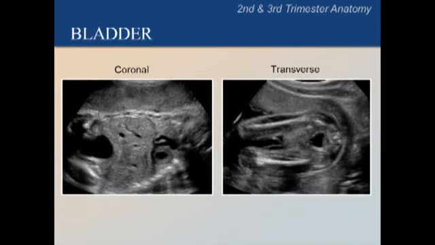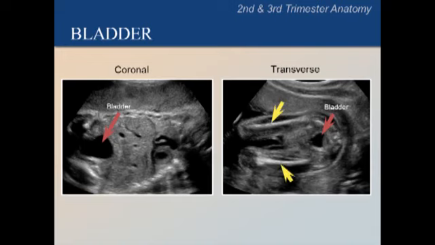The bladder contains urine, so it is anechoic. It can normally be different sizes. The left image is a coronal view of the bladder. The right image is a transverse view.